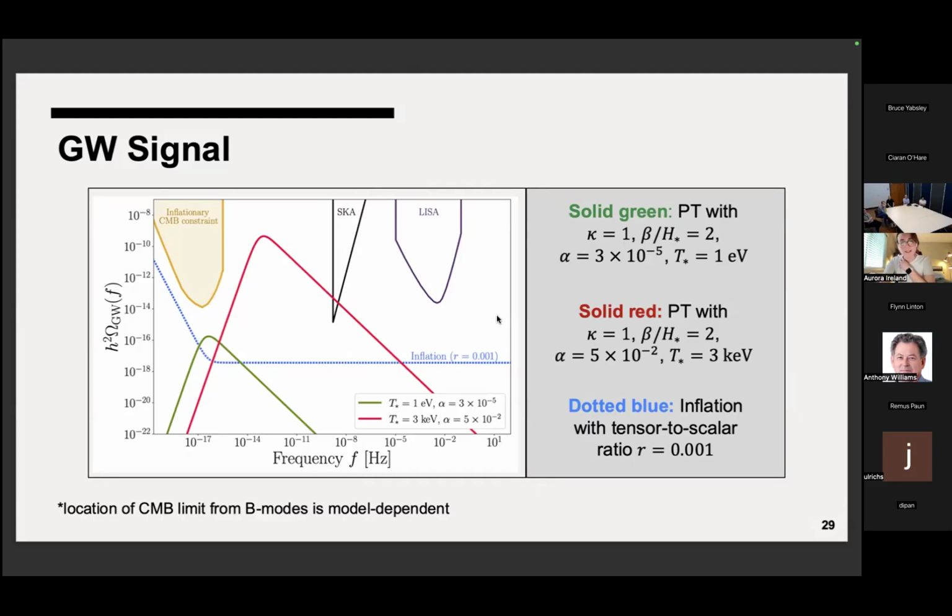Sorry, yeah, but the main thing, where are the current PTA measurements on this if you interpret them in this way?